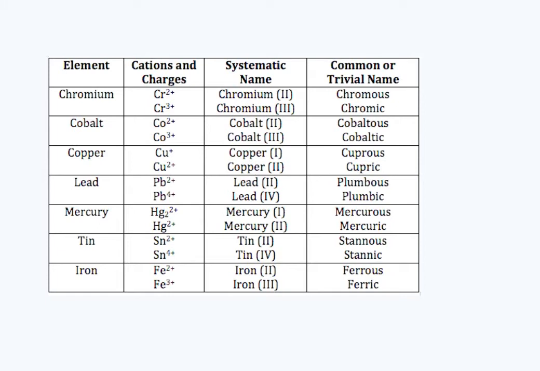And here are the most common transition metals. As you see, chromium has two ions, and their names differ with Roman numerals, as you see here. For example, lead can be lead 2 and lead 4 according to its charge, and mercury, tin, and iron.